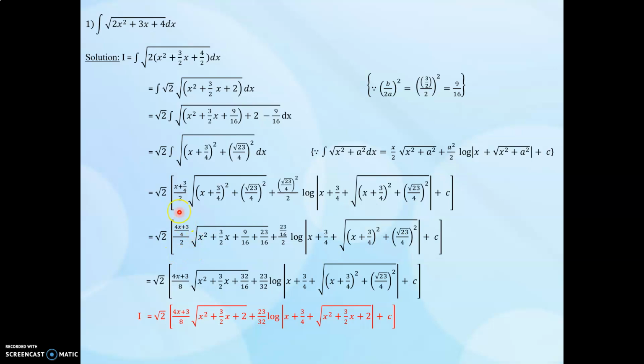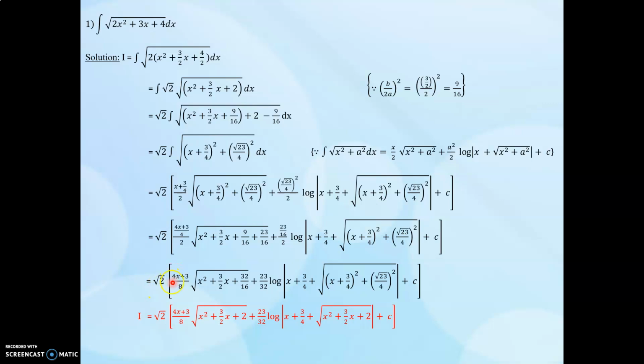Now root 2 into, you can take LCM here. So 4 into x plus 3 upon 4 whole, divided by 2 root of x plus, we are expanding this one. So you will get x square plus 3 upon 2 x plus 9 upon 16 plus 23 upon 16, plus this will become 23 upon 16 upon 2 log mod x plus 3 upon 4 plus root of x plus 3 upon 4 whole square plus this one.